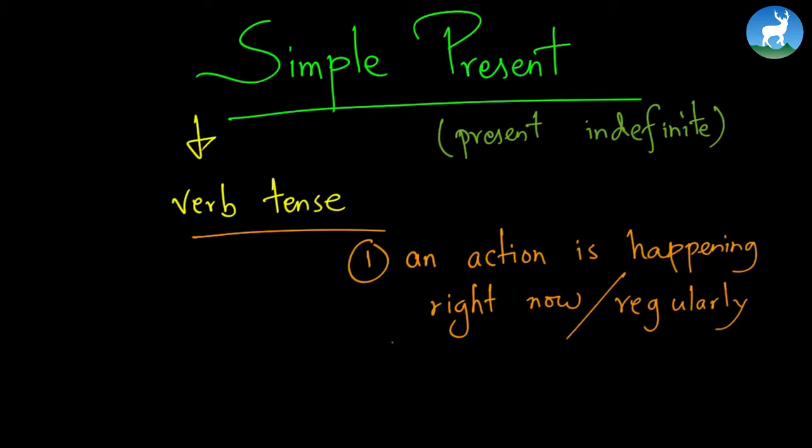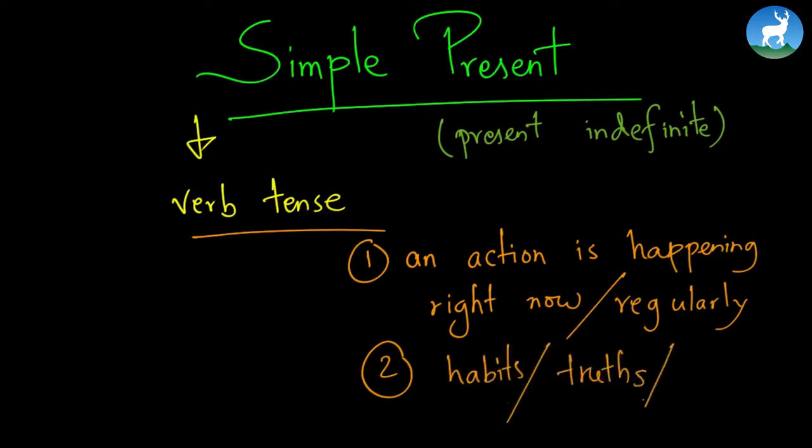And the second kind of use is, most of the time, to talk about things like habits, or truths or facts. So these are the two main uses of simple present tense. The simple present tense is one of the several forms of present tense in English. It is used to describe habits, unchanging situations, general truths, and fixed arrangements. The simple present tense is simple to form.